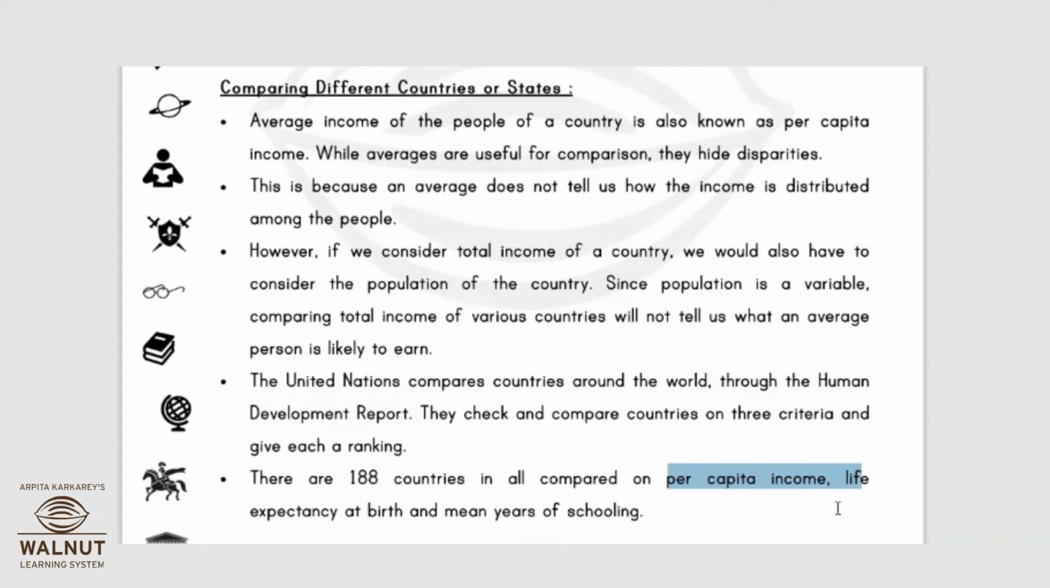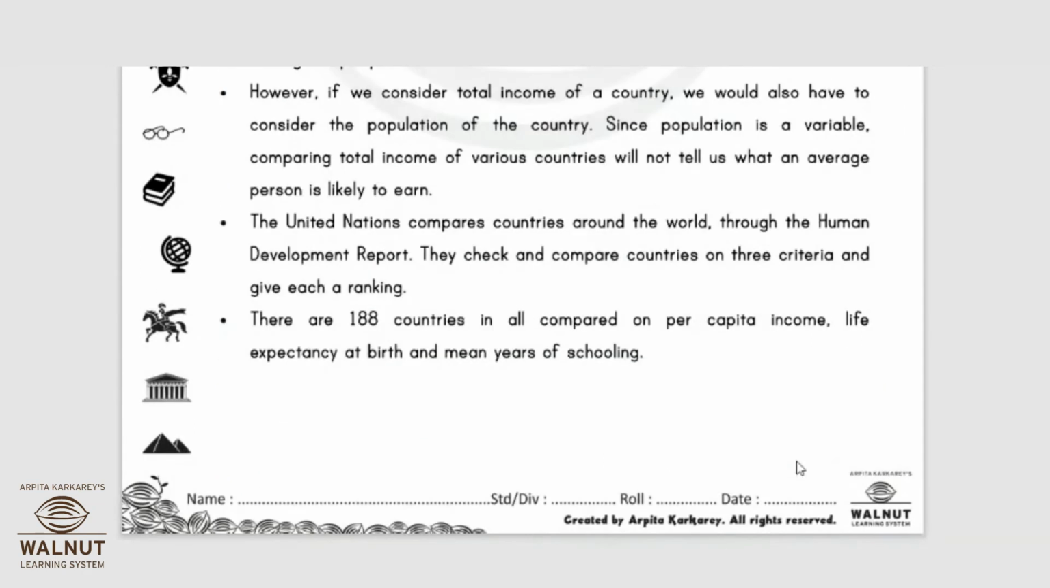One is per capita income, that is how it is calculated, as we just saw. Second is the life expectancy at birth. What do you mean by that? What is life expectancy at birth? What is the meaning of life expectancy? Ma'am, it means per 1,000 births, how many children die? Correct. So, what is the death rate actually?